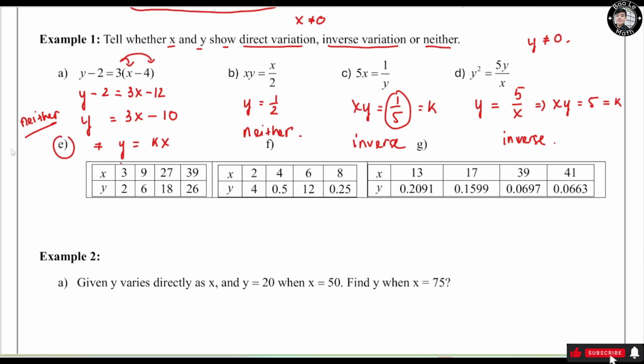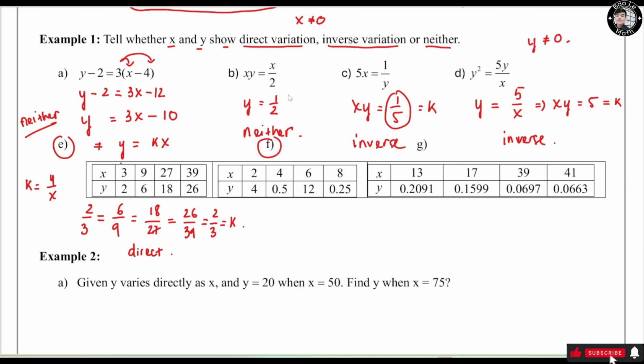Now question E. We need to check to see if x and y are proportional, which means k equals y divided by x. 2 divided by 3 is the same as 6 divided by 9, 18 divided by 27, and 26 divided by 39, and they are all equal to 2/3. Then this is the constant of proportionality. So the first table is direct variation.